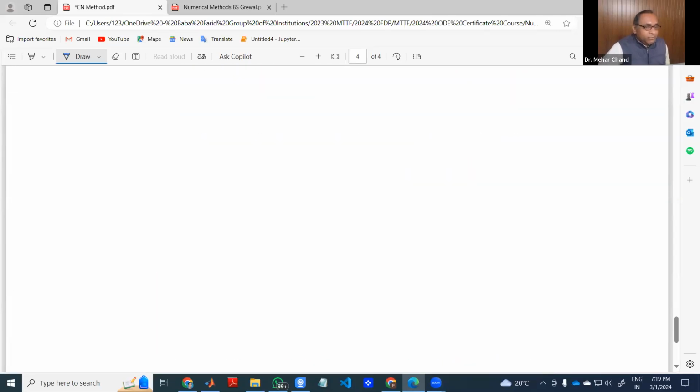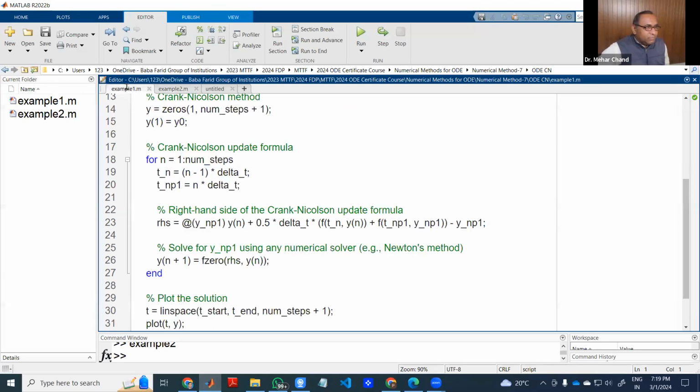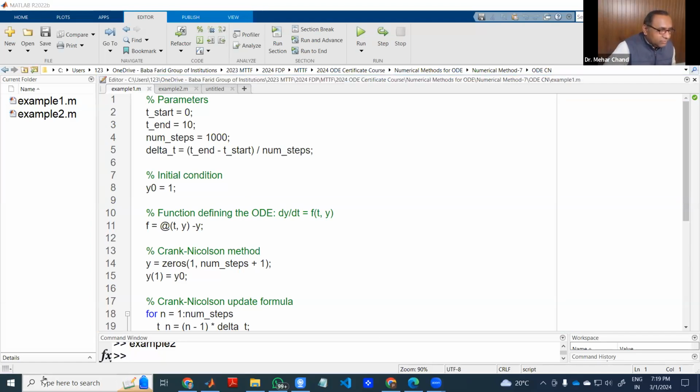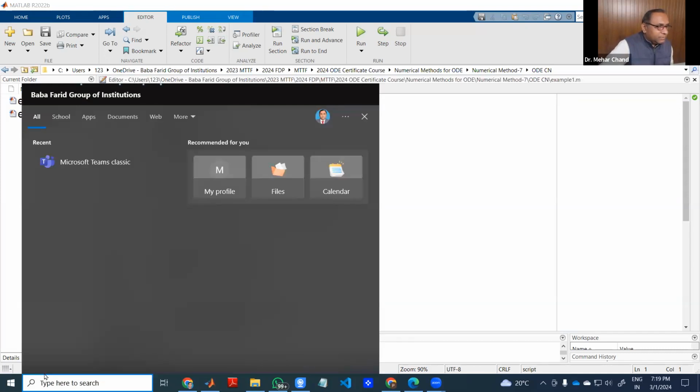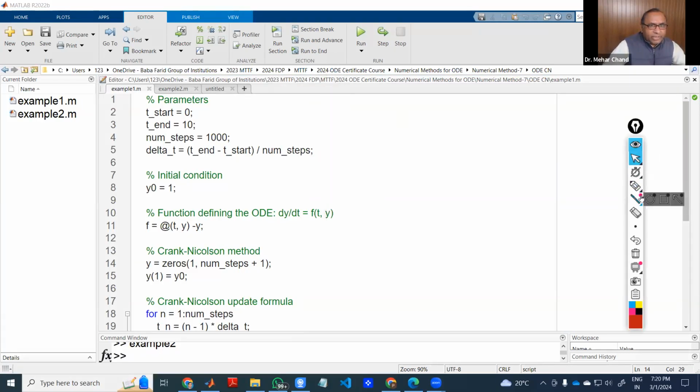Now come to our MATLAB part. So I put here two examples. Come to the very first example. The approach is quite simple. We have this differential equation. Just one minute, I have to open it. One minute, please. Okay, so this is the differential equation.